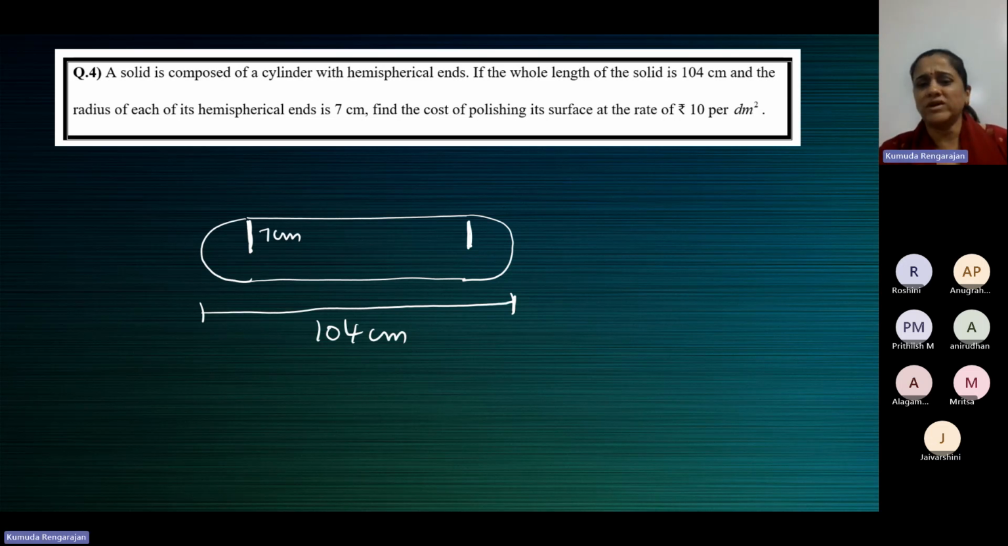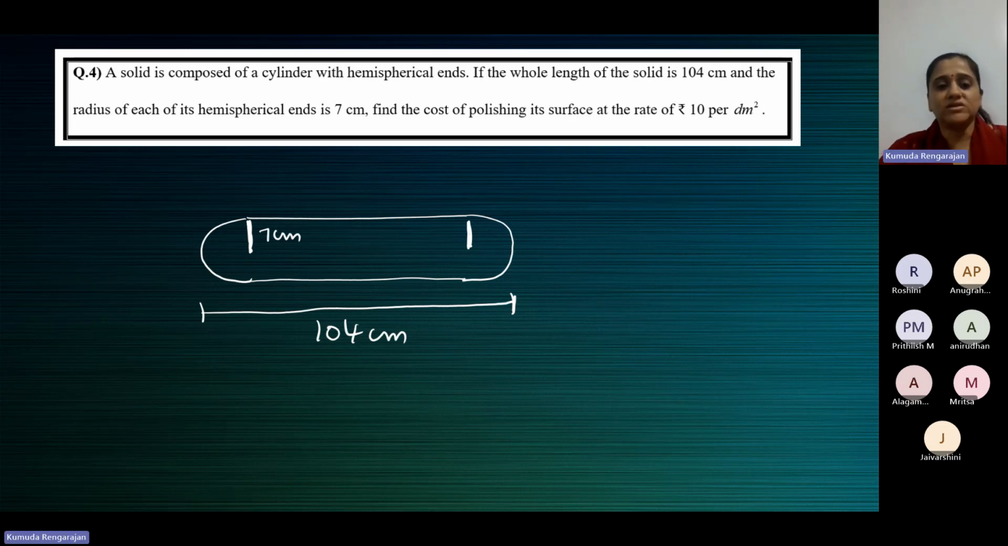Don't worry about decimeter square. We'll find the area in centimeter square, and we'll convert that to decimeter square. You don't convert every unit to decimeter. You find the area in centimeter square. That area, once for all, you can convert to decimeter square and then multiply it with the rate.